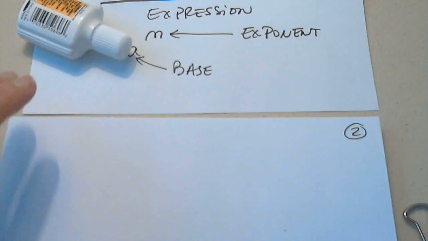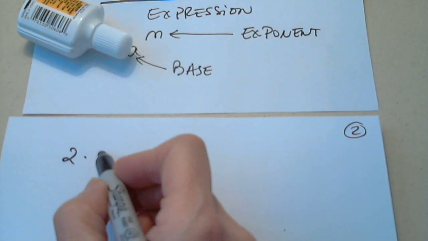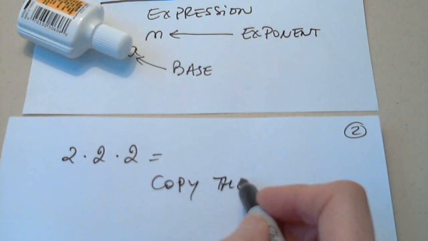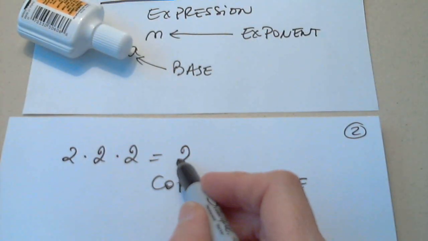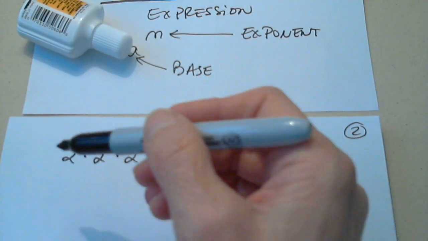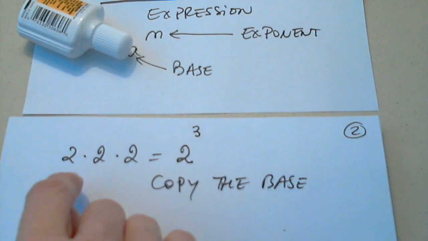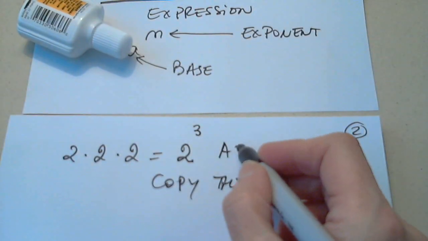So for example, if I have 2 times 2 times 2, I copy the base. It's the same. And I put a power based on the number of 2's that I see, 1, 2, 3. And I just created an exponential notation. 2 is the base, and 3 is the power. How many times 2 appears as a factor?